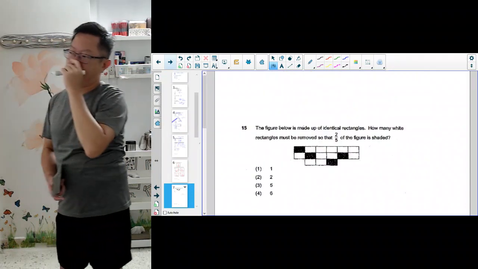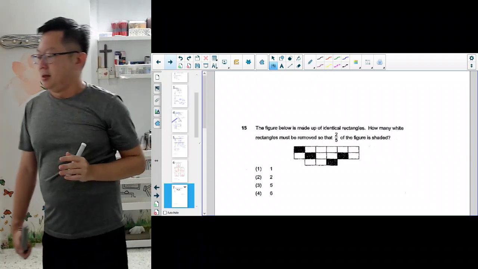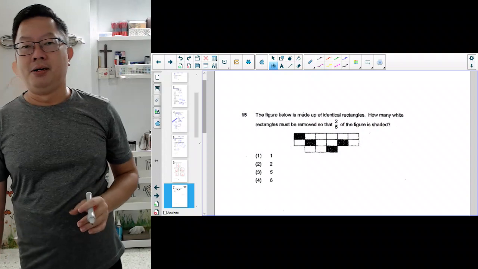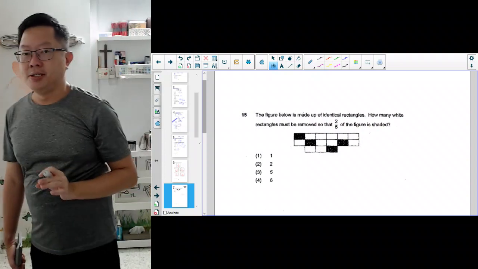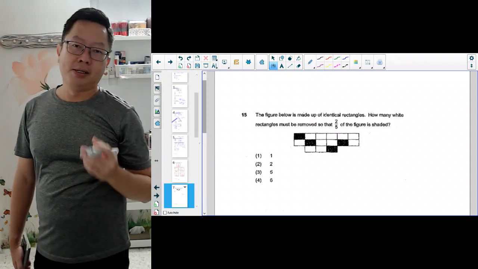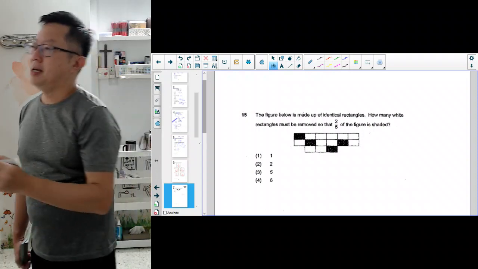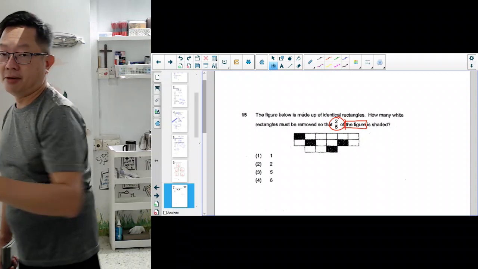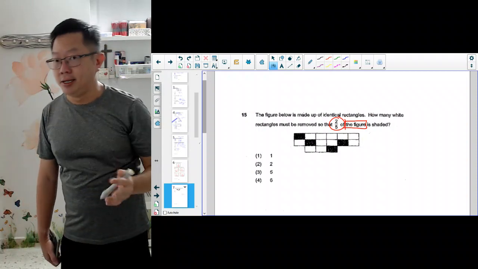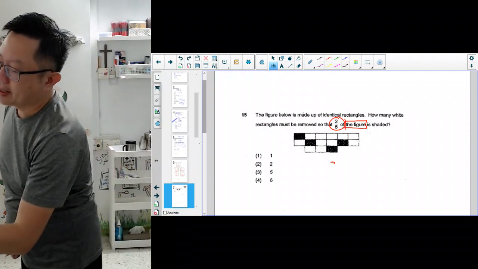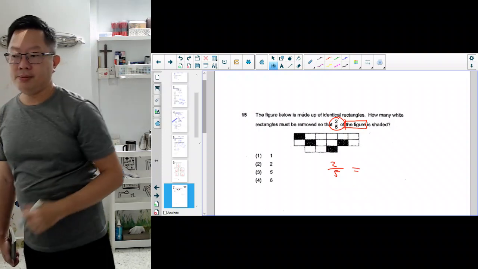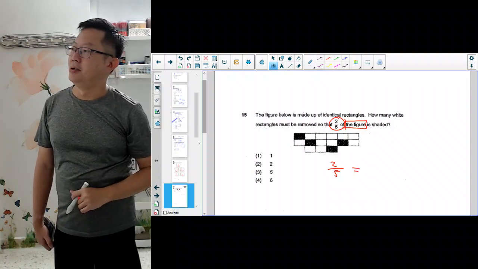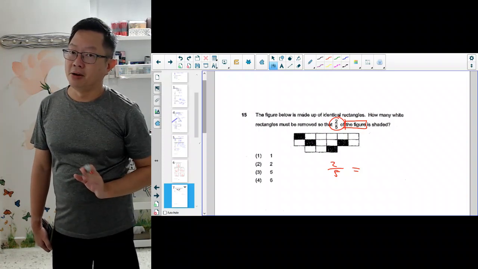Question number 15. Now, this question can be a stumbling block for some students. Every time you see fractions, you must always think about what the fraction is talking about. For example, this fraction is talking about the figure, and the figure is made of rectangles. If you look at the denominator, are there 5 rectangles altogether? No, right? There are not 5 rectangles altogether.